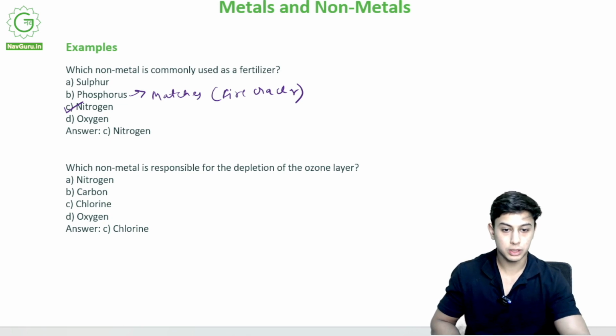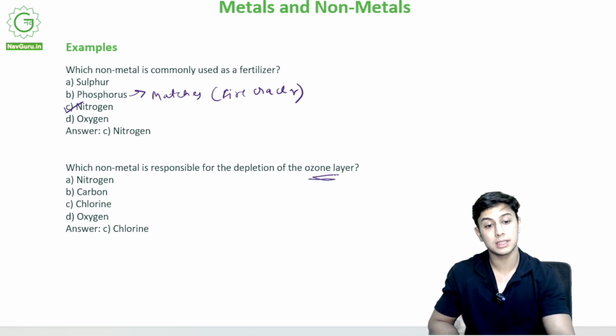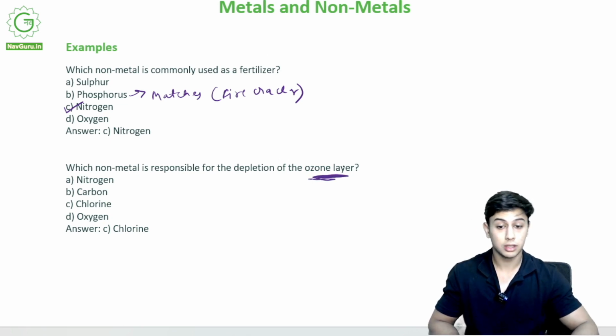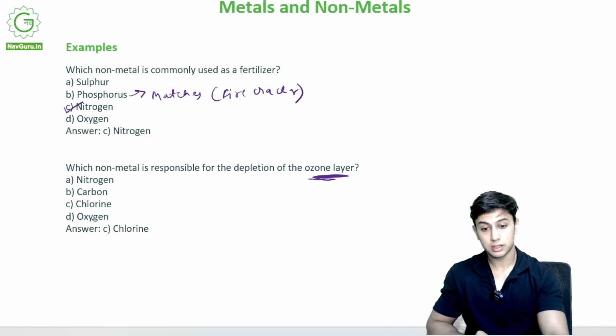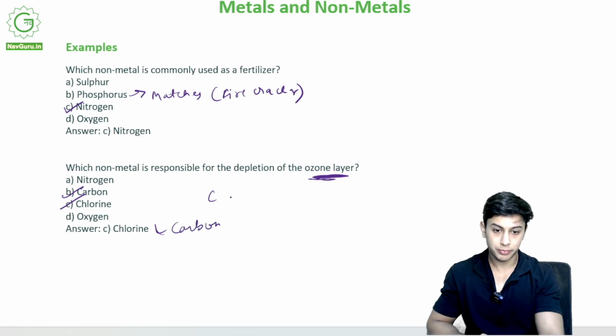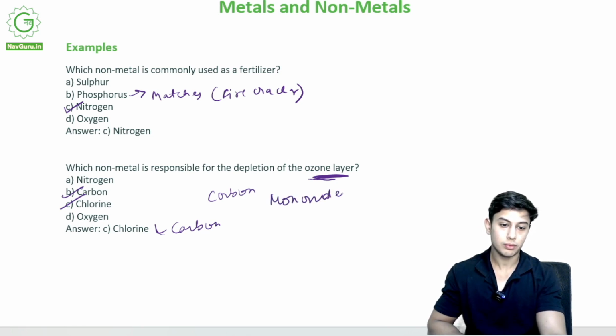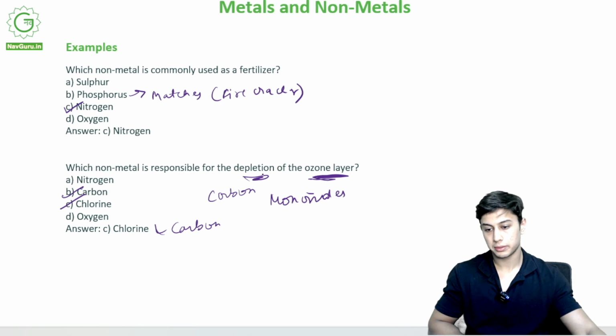Which non-metal is responsible for the depletion of the ozone layer? This is an important question. What is causing depletion of the ozone layer? This is chlorine. Carbon monoxide, even carbon for that matter, we can also add carbon over here. Carbon monoxides and all those gases are depleting the ozone layer.